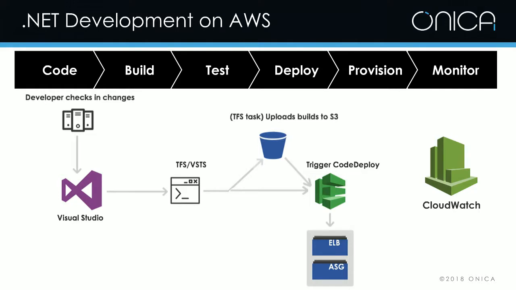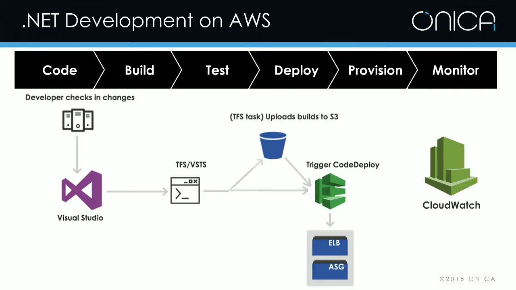Changing gears slightly to the development workflow for .NET applications on AWS. What we're trying to illustrate here is integration with TFS and VSTS. Developers continue to build applications in Visual Studio. They continue to commit those to TFS. And we continue to use VSTS to build them and deploy them.